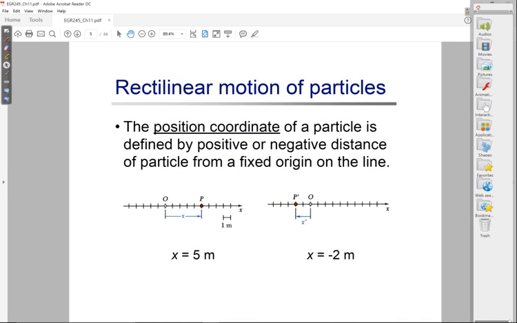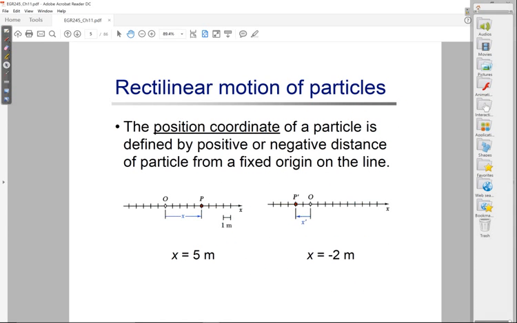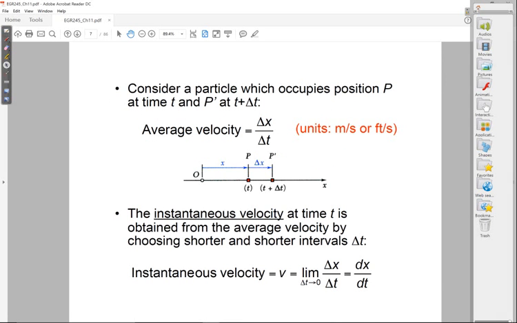So the way we're going to define an average velocity is that it's your change in your x-coordinate. In our case, that's negative 2 minus 5, which means negative 7 meters, divided by the amount of time that passed. In our case, we said it was 1 second. So our average velocity during that time is -7 meters per second.